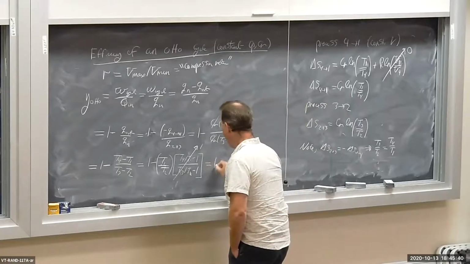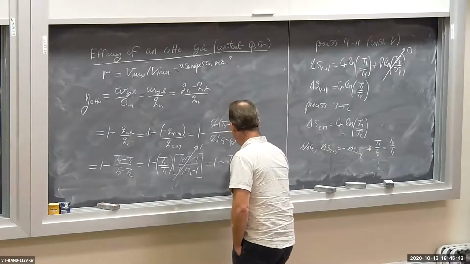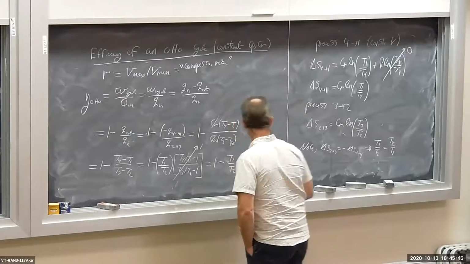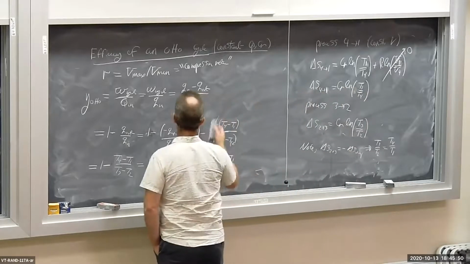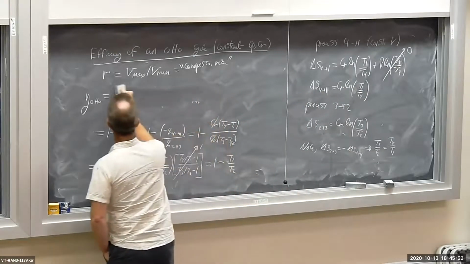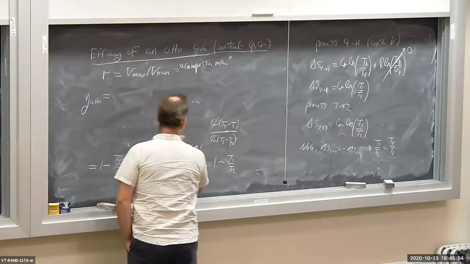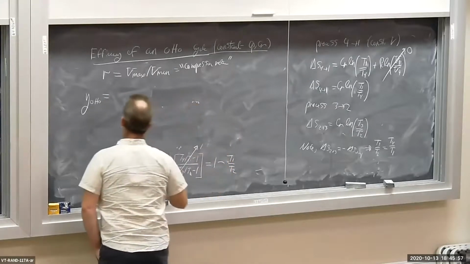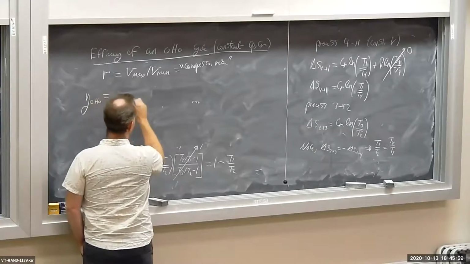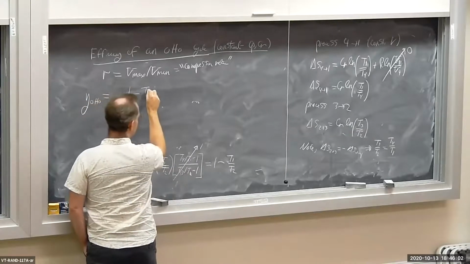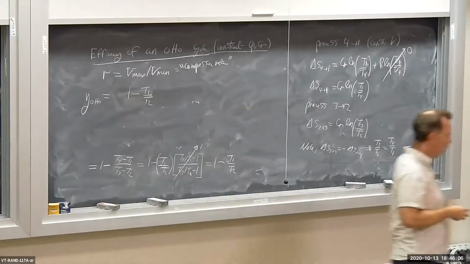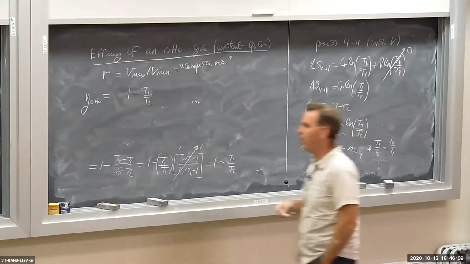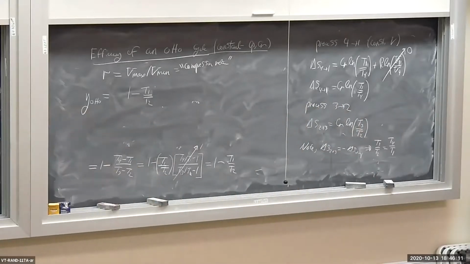So I get 1 minus T1 over T2. I'm running out of space here, so I'm just going to continue: 1 minus T1 over T2. Okay? Now, what's T1 over T2? Let's look at process 1 to 2.